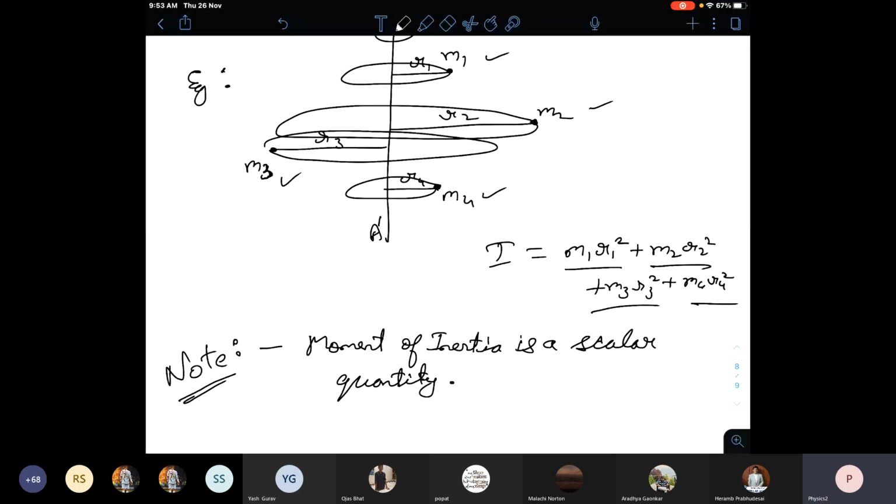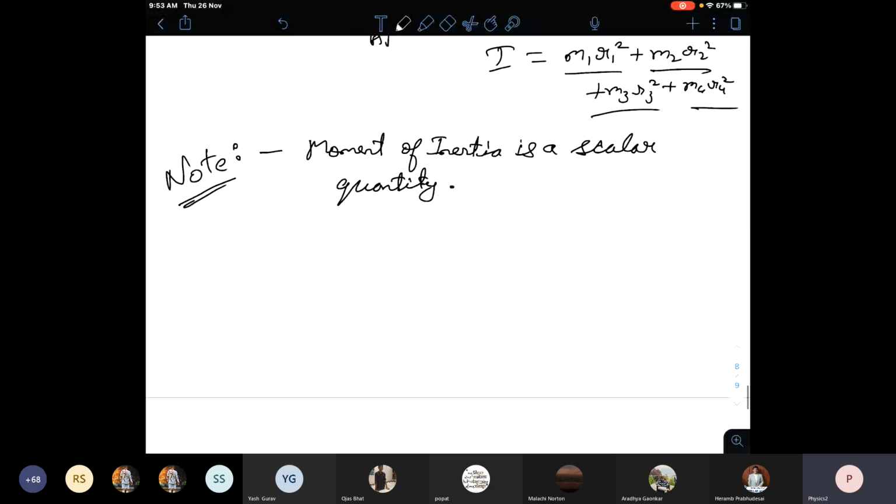Okay, now what about continuous objects? Moment of inertia for continuous objects. Continuous objects. Moment of inertia for continuous objects means what? Again, suppose there is a rod, suppose there is a sphere, suppose there is a disk. Then what about the moment of inertia of those objects?